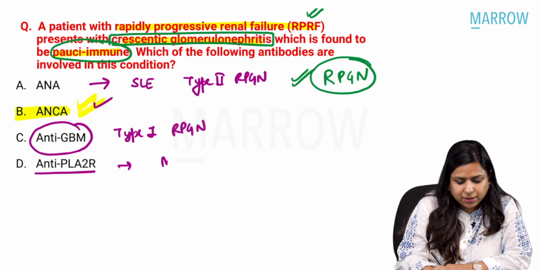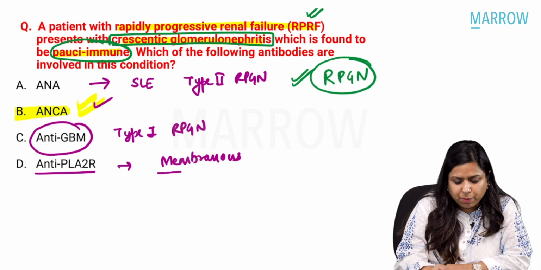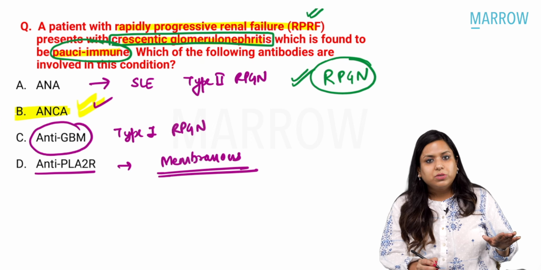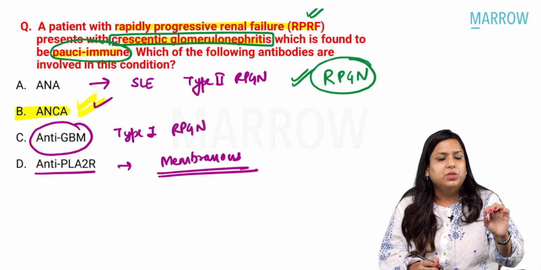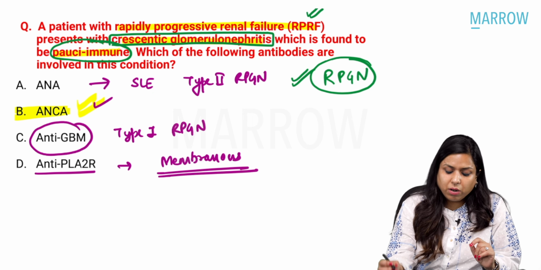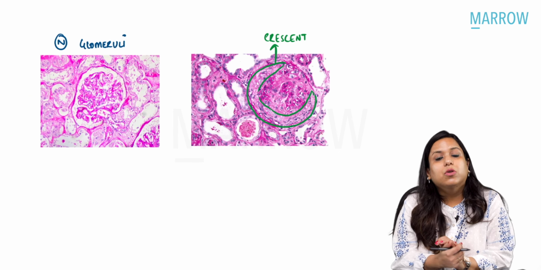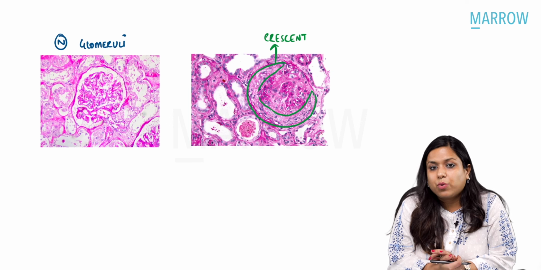Anti-PLA2R is seen basically in membranous glomerulonephritis. Membranous, right? So, understood this question? This was a fairly easy question which was asked, right? Now, regarding students' crescentric glomerulonephritis, two other points which I want to tell you.